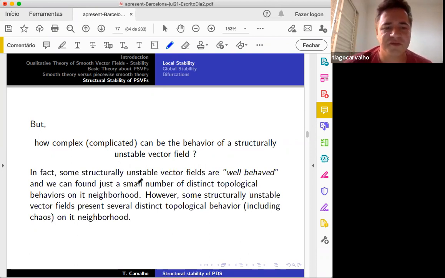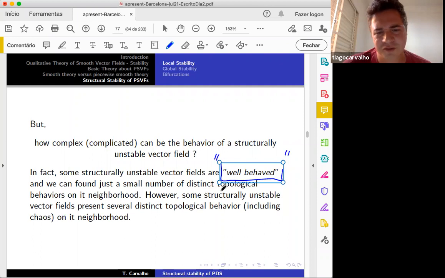In fact, some structurally unstable vector fields are, in a colloquial way, well defined, well behaved, since we can find just a small number of distinct topological behaviors in their neighborhood. But some of them are more complicated, and there are several distinct topological behaviors, including chaos, in their neighborhood.